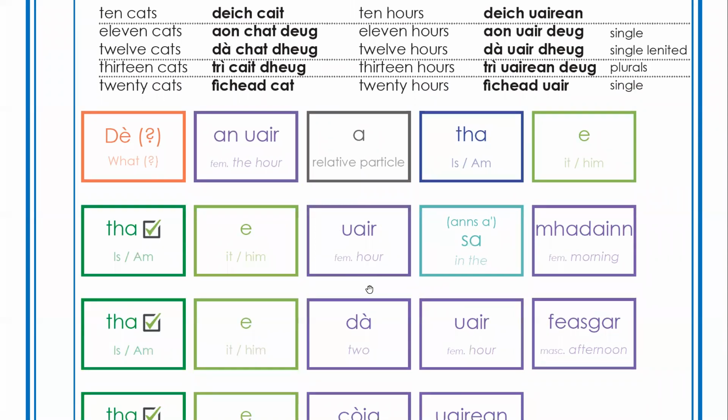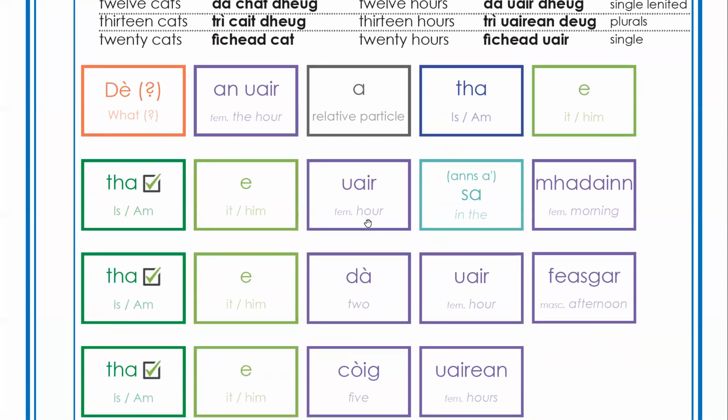Something else to note, if it's 1 o'clock here in the morning, tha uair sa mhadainn. So we don't say tha aon uair, we say tha uair. It is hour, it is 1. Tha uair sa mhadainn. In the morning. If it was 1 o'clock in the afternoon, we would say tha uair feasgar. So for some reason it's sa mhadainn in the morning, but just feasgar in the afternoon. Tha uair sa mhadainn, tha uair feasgar.